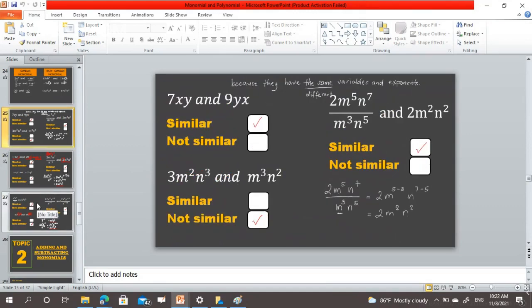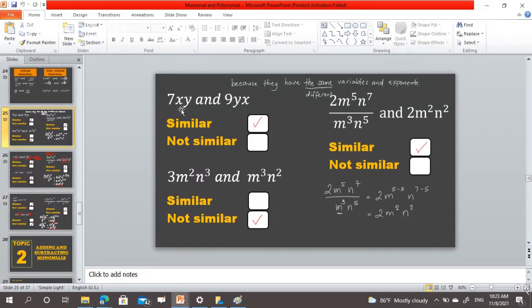How to say that two monomials are similar or not? Yes, it's similar, I mean how? How do we say if they have the same what? They have the same... not similar, the same what?